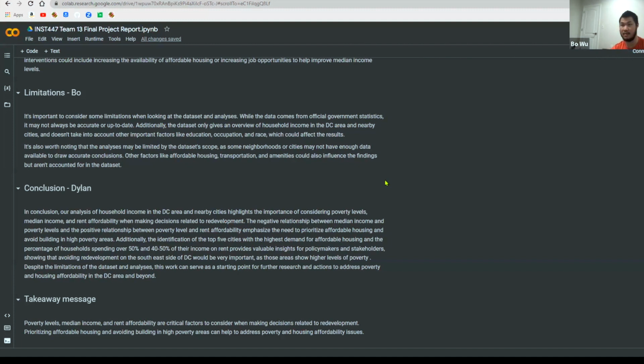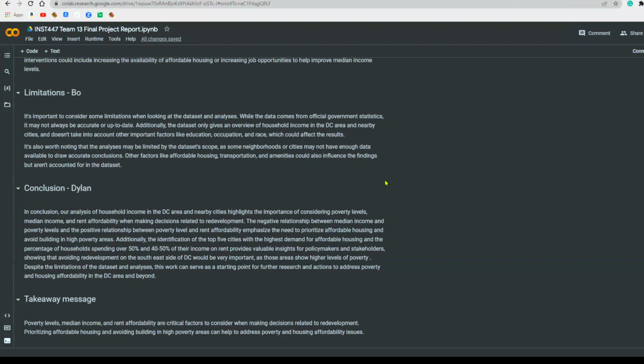All right, so moving forward with our conclusion and findings, our analysis of household income in the DC area and nearby cities highlighted the importance of considering poverty levels, median income, and rent affordability when making decisions related to any redevelopment. The negative and positive relationships between median income and poverty levels emphasized the fact that we needed to prioritize affordable housing and avoid construction in these high poverty areas.